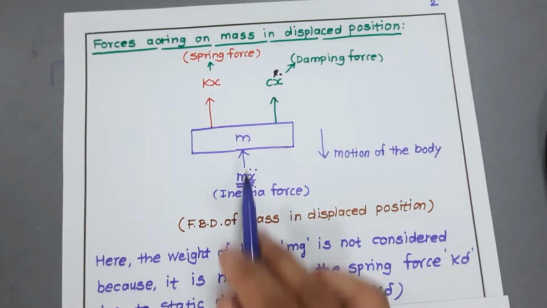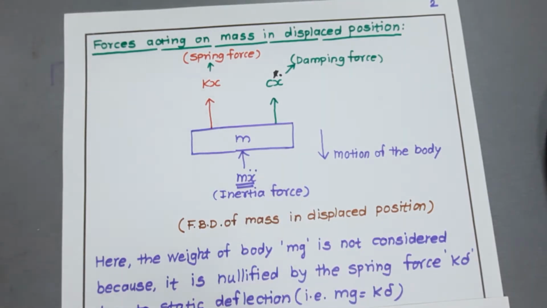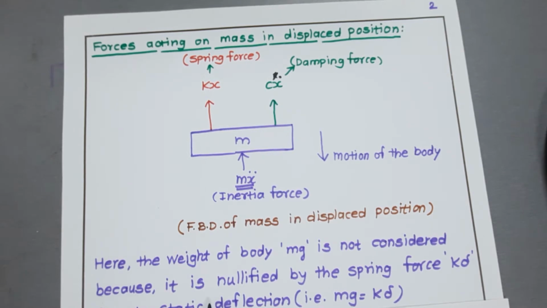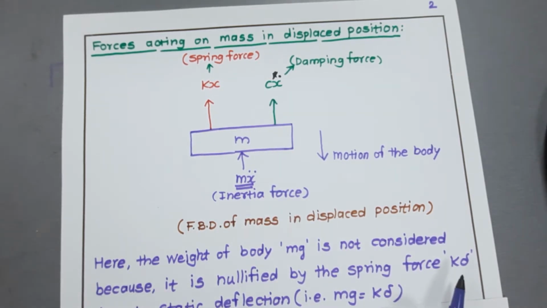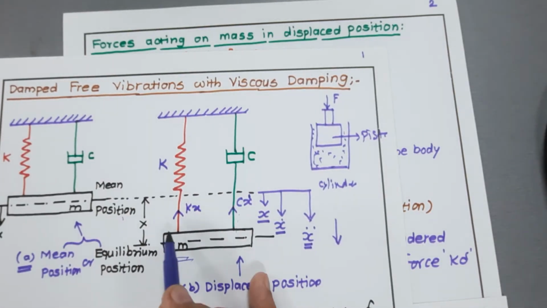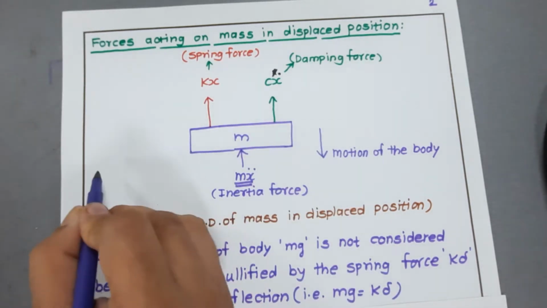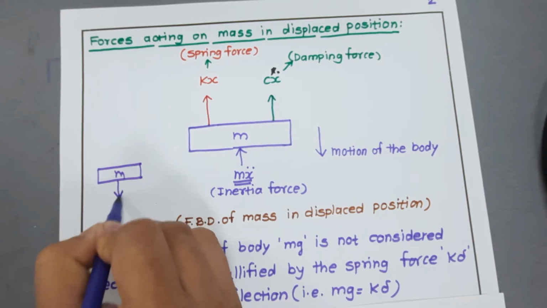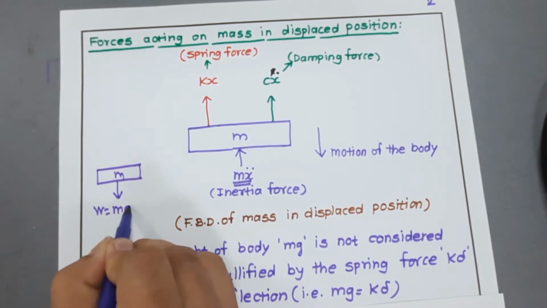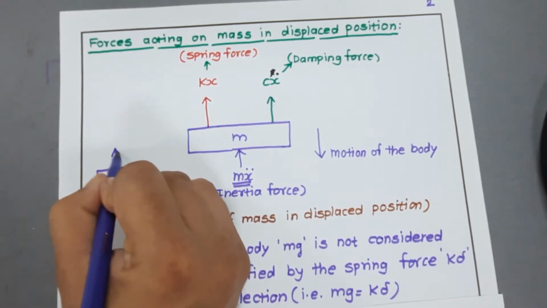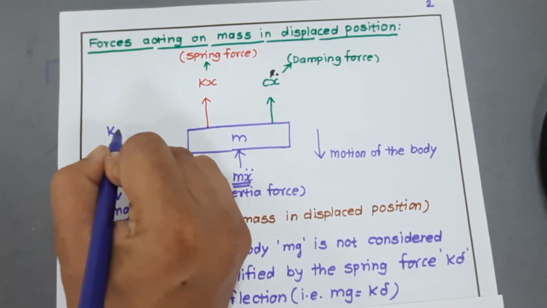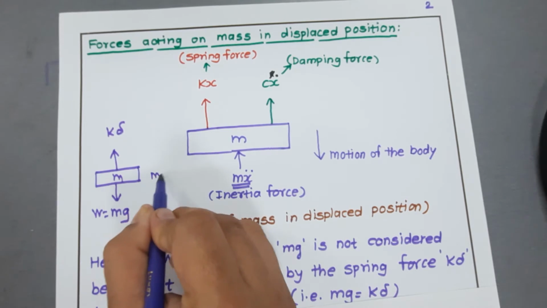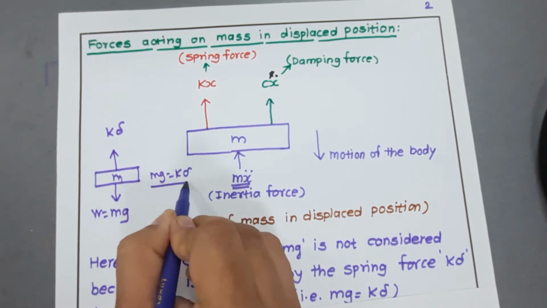Here, the weight of the body, mg, that acts in the downward direction is not considered because it is cancelled or nullified by the spring force K delta. Observe the spring diagram here. If this is your mass, its weight acts in the downward direction as mg, and when it is in the equilibrium position, the spring force acts as K delta.